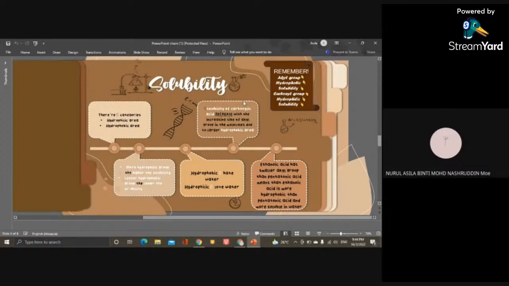Solubility of carboxylic acid decreases with the increasing size of the alkyl group in the molecule due to the larger hydrophobic area. For example, ethanoic acid has a smaller alkyl group than pentanoic acid, meaning that ethanoic acid is less hydrophobic than pentanoic acid and more soluble in water.